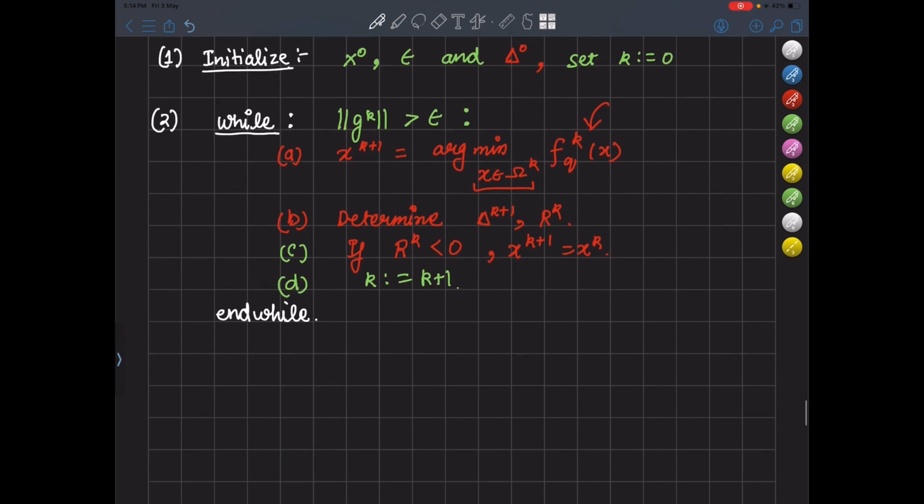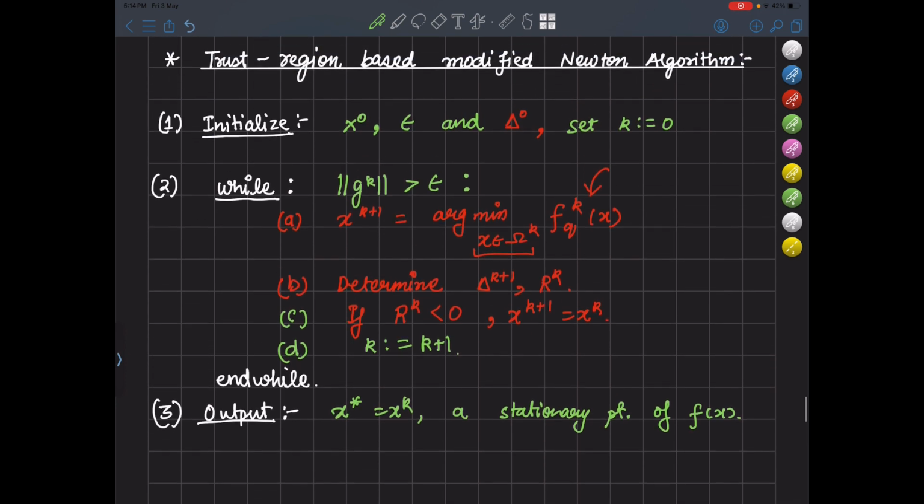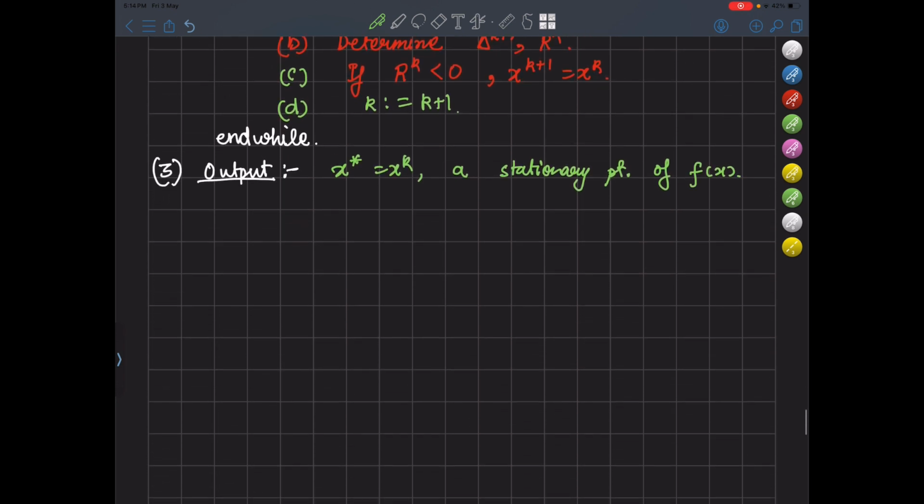The output is x star equal to xk, a stationary point of f(x). Alright, so this is the algorithm. Now let us look at visually how the trust region thing works. How do we change the trust region?